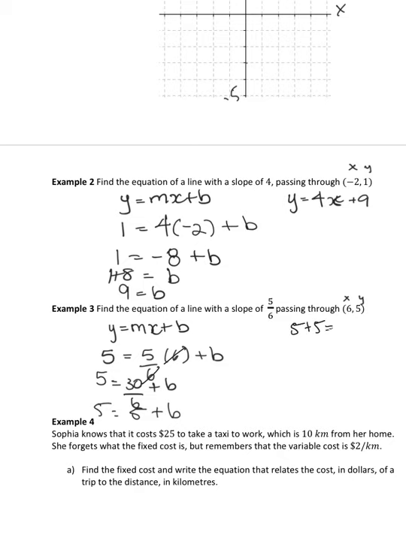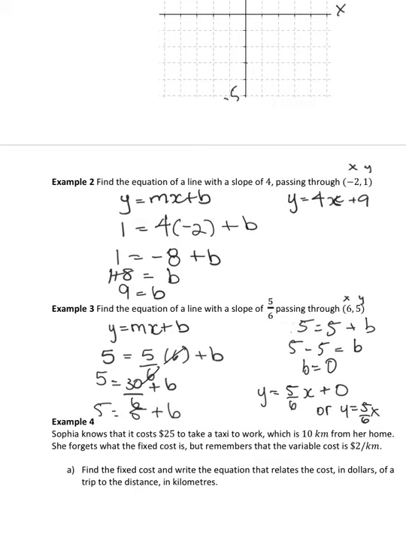5 plus 5 equals, like this. If I'm adding 5 on the right-hand side, I have to subtract it to the left. 5 minus 5 is 0, which means that my y-intercept is 0. That's okay. So again, if I was to write this, okay, so my equation of the line is going to be y equals 5/6x plus 0, or y equals 5/6x.